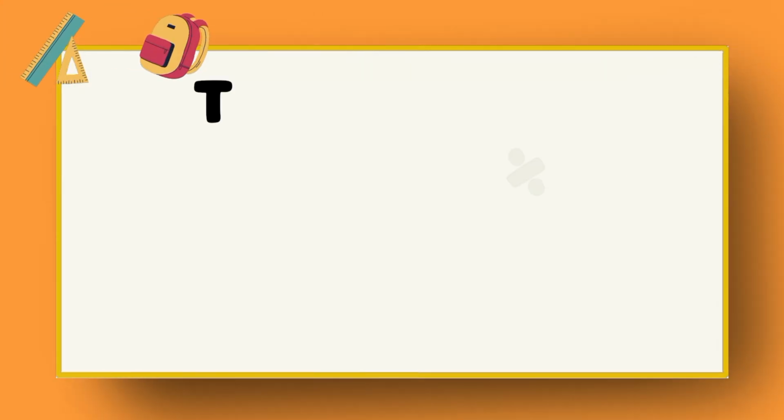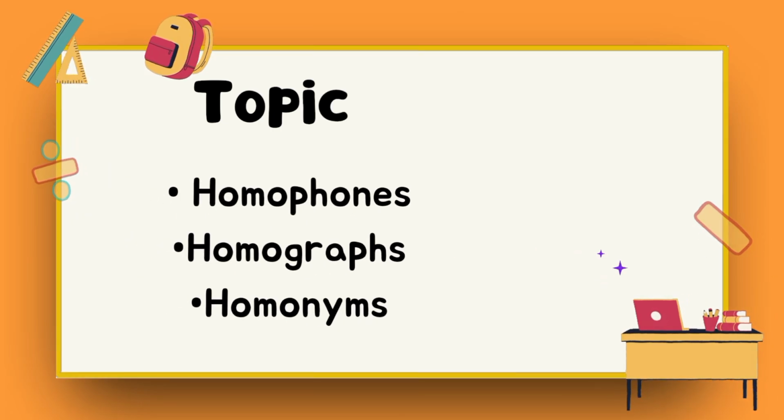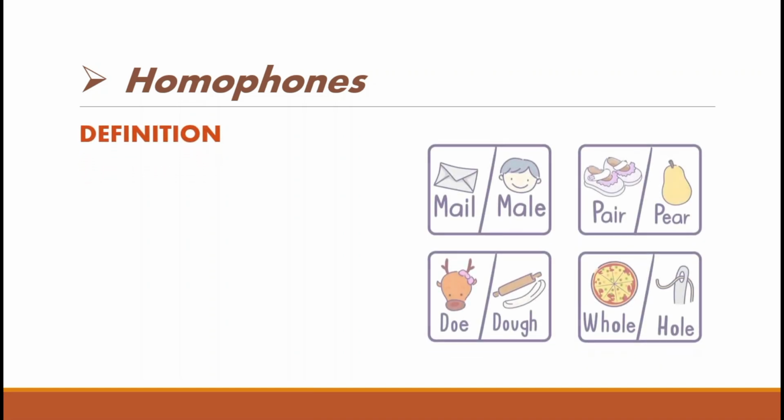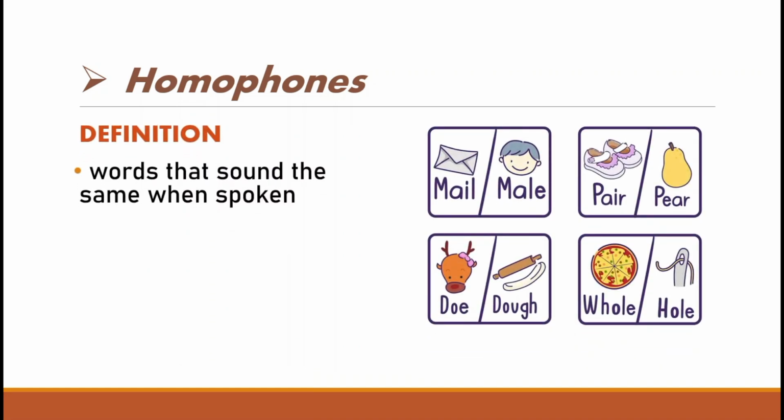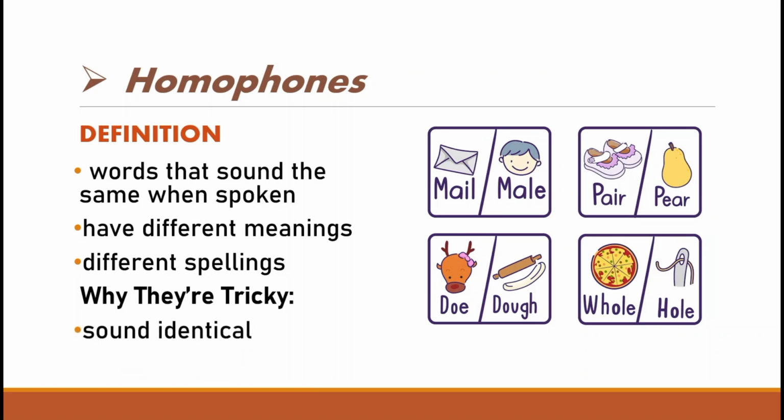The topic that we are going to discuss in today's video is homophones, homographs and homonyms. Let's start with homophones. Now what are homophones? Homophones are words that sound the same when spoken but they have different meaning and they also have different spellings. They sound identical, that's why we often find them tricky. The only thing that is identical in homophones is their sound. They are different when it comes to their meaning and their spellings.